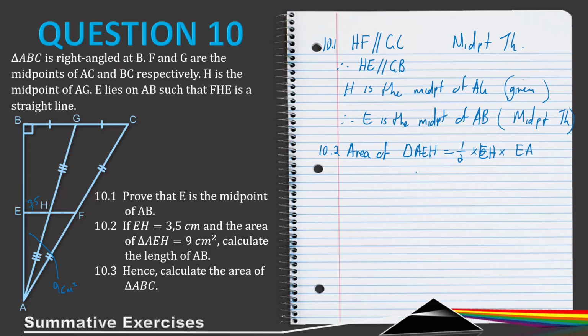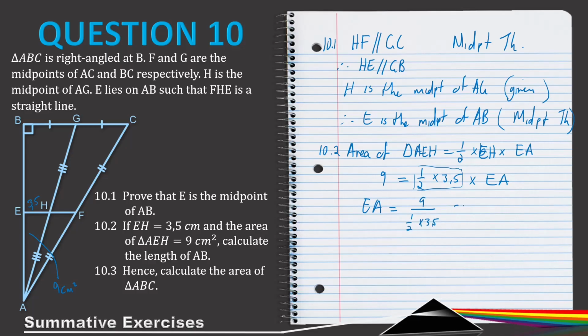In our case, the base is EH, times the perpendicular height, and the perpendicular height is EA. Now substitute everything that you know. Area of triangle AEH is 9, and half times EH, which is 3,5, times the one we want to solve, EA. Everything's known except for this. So now we're just going to solve for EA. So EA is 9 over, I'm just going to divide both sides, 9 over a half times 3,5.